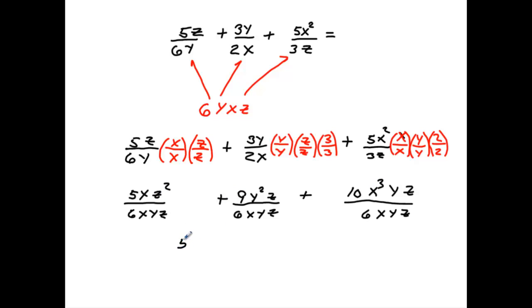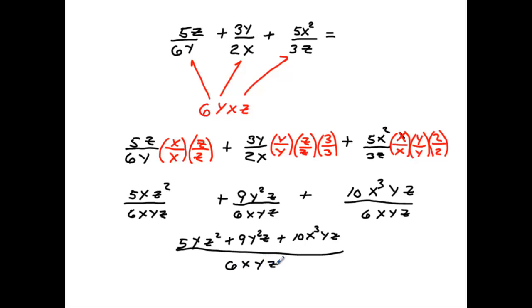So our final answer, now we can't add anything here on top as far as combining, so we just rewrite it as 5x z squared plus 9y squared z plus 10x cubed y z, all over 6x y z. And that's how you add fractions when the denominators are different.